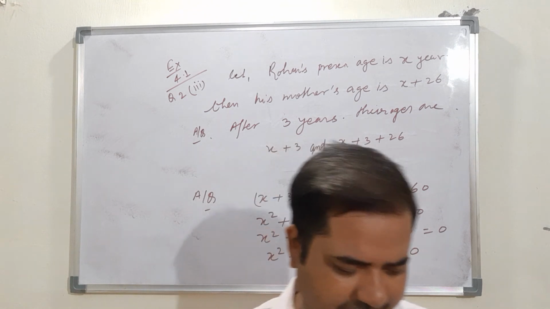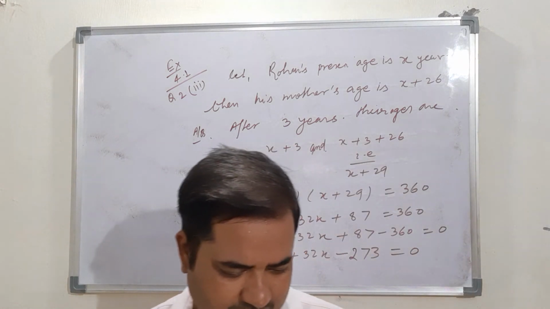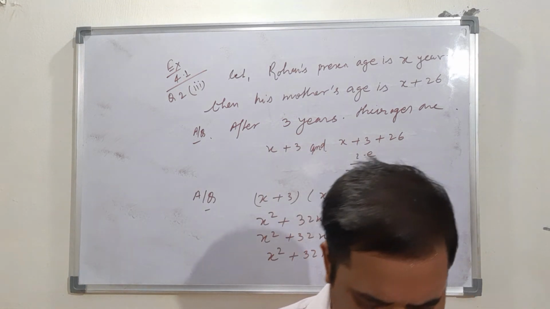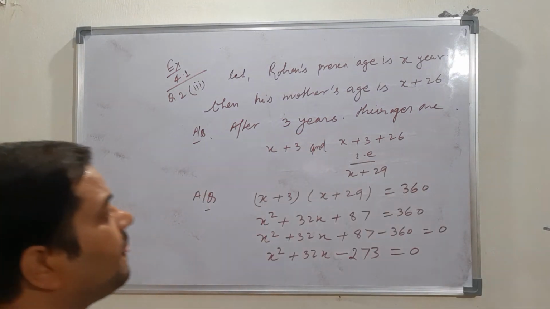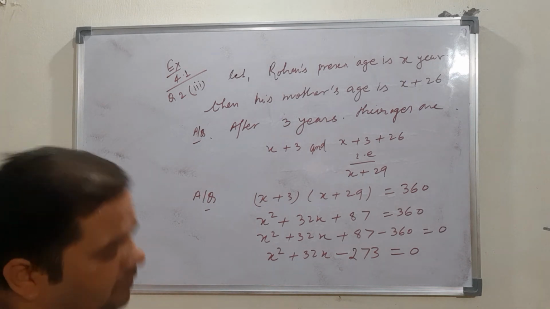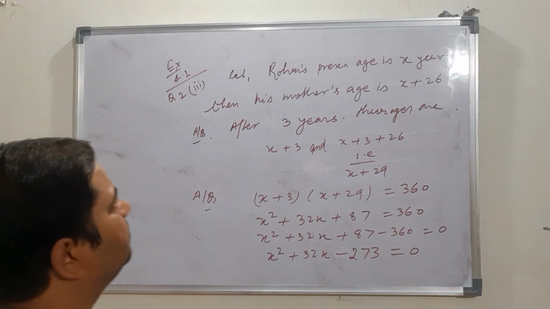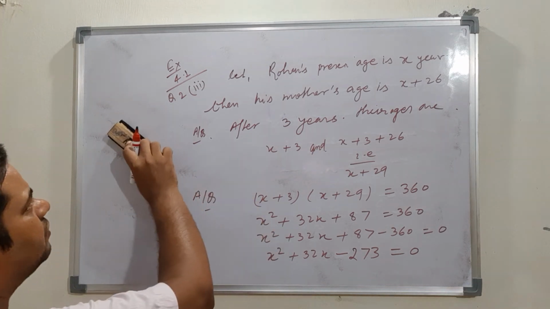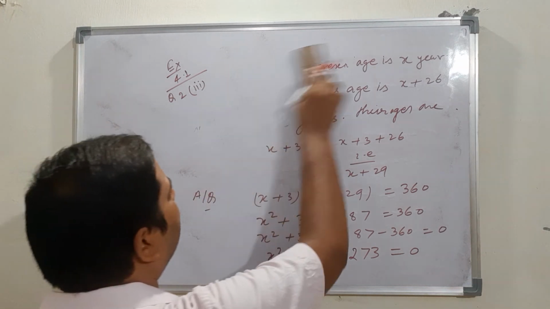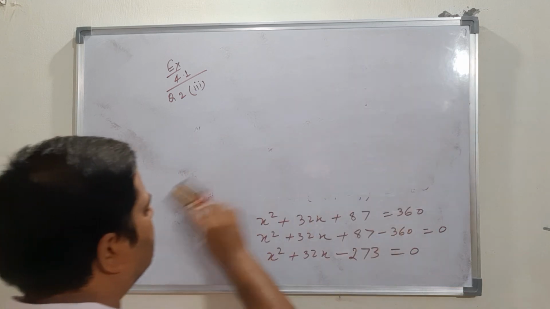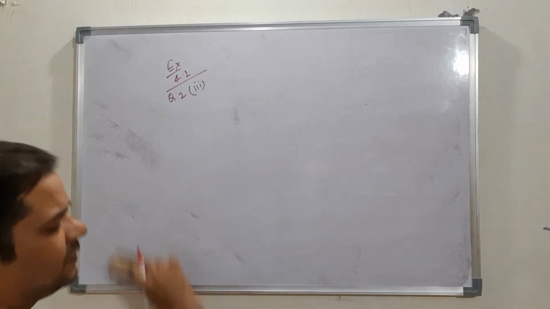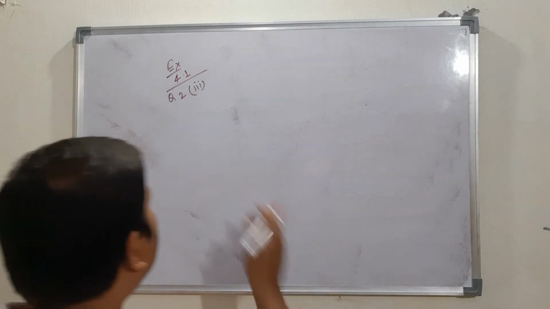Now the next one is the last. A train travels a distance of 480 kilometers. I hope you understand this question. So next one, exercise 4.1, question number 2, fourth part.